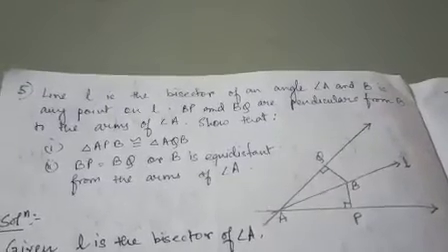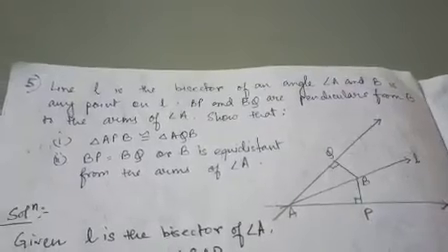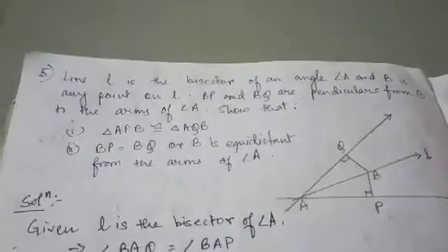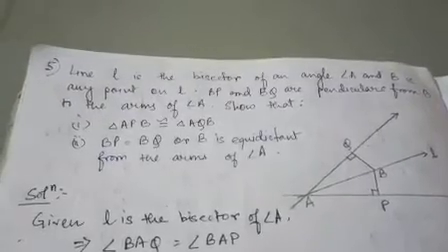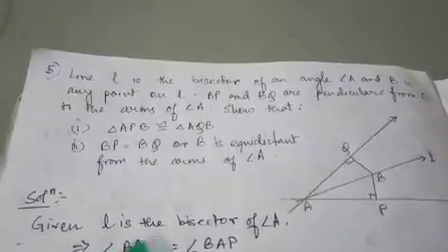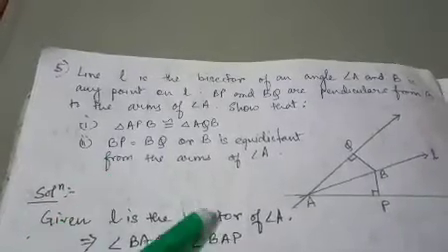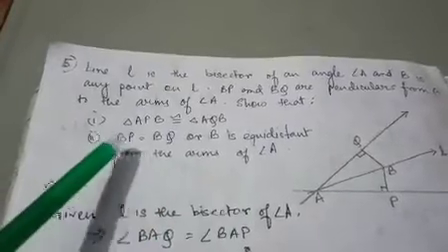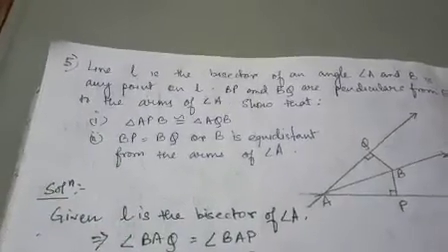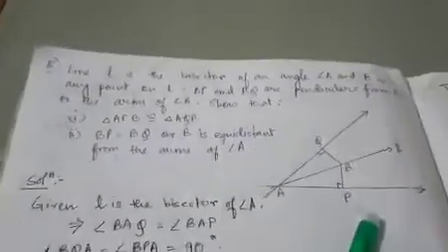Show that first, triangle ABP is congruent to triangle AQB, and second, BP is equal to BQ, or B is equidistant from the arms of angle A. So either we have to prove BP is equal to BQ or B is equidistant from the arms of angle A. Both mean the same thing. Now this is the diagram that you can see.